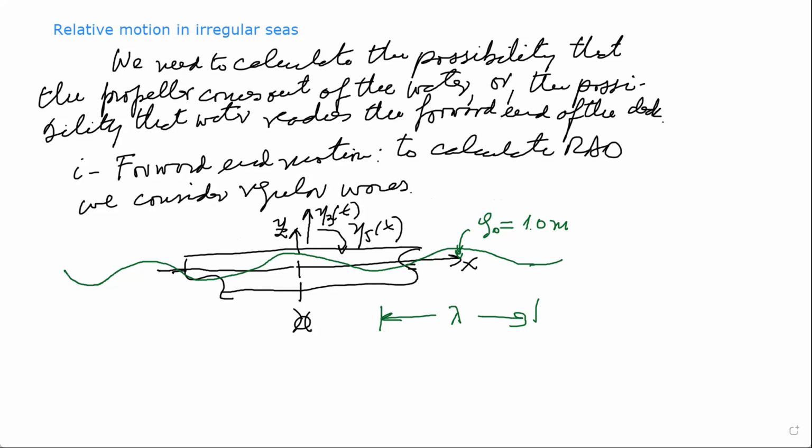Now zeta 0, that's the amplitude, will produce this surface in green. Let me put this in here. Okay, so we have this. This is zeta 0 cosine of kx minus omega t. That's what we studied in chapter 4 when we reviewed it.